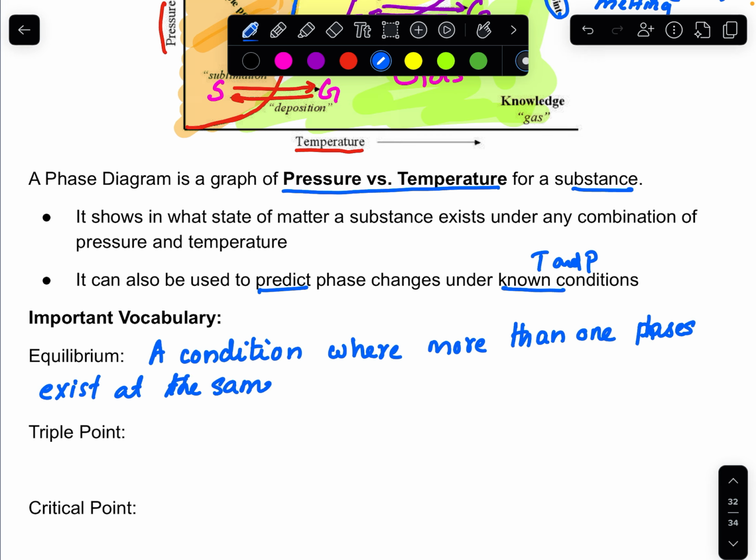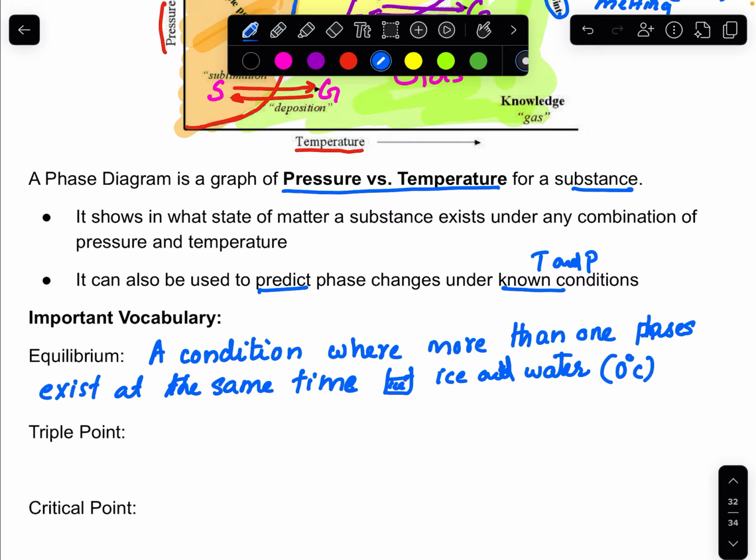Exist at the same time. Okay, so one very good example, you already know that, if you have a cup of ice and you are adding a little bit of water, like we did in an experiment for heating curve, there is maybe 50% of ice and 50% of water at 0 degrees Celsius if you add both of them together. Okay, so that is a thermal equilibrium between what and what? Ice and water. So that happens at 0 degrees Celsius.